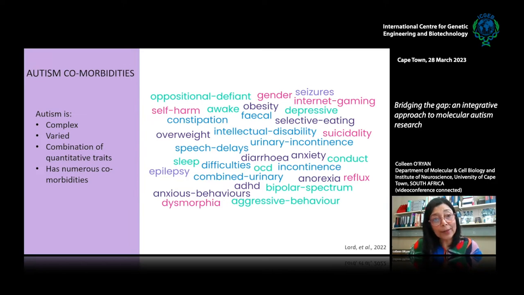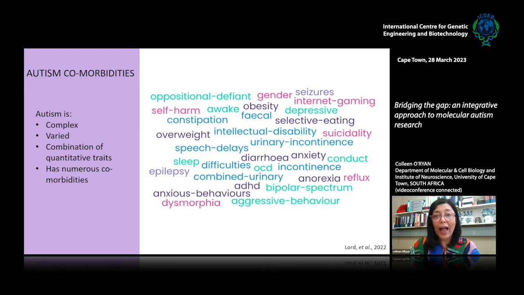So what do I mean by complex? Well, there are some ASD conditions that are called syndromic autism conditions, where they are underpinned by a single genetic mutation. An example might be fragile X, where we know the gene mutation, yet we have this varied expression of this mutation in terms of the phenotype. However, in spite of autism being highly heritable, for most people with ASD we don't know the genetic underpinning. It is idiopathic. We don't know.